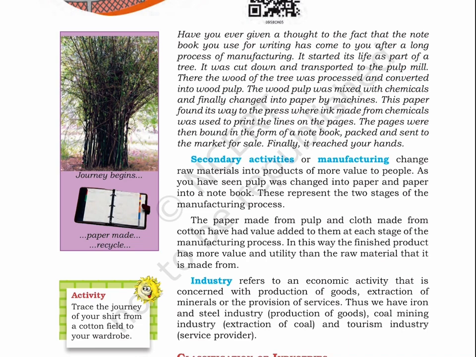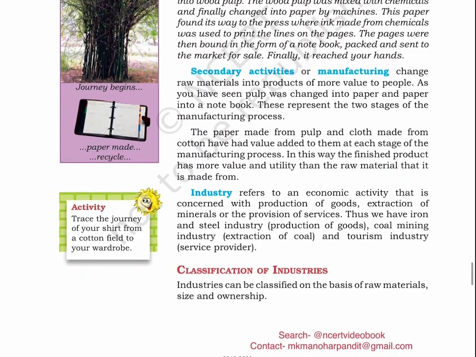Secondary activities or manufacturing change the raw materials into products for more value to people. As you know, the wood pulp was changed into paper and paper into a notebook. These represent the two stages of the manufacturing process. The paper made from pulp and cloth made from cotton have had value added to them at each stage of the manufacturing process. In this way, the finished product has more value and utility than the raw material that it is made from.